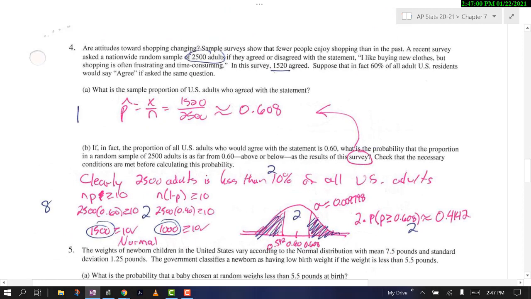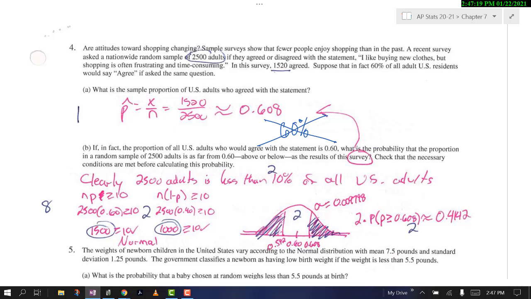Number 4a, pretty good. That is just x over n, where x is the number of successes over the sample size. Do not round it to 60%. Don't just chop off 0.8%. That's not good statistics. Give me the best approximation you can give without rounding.